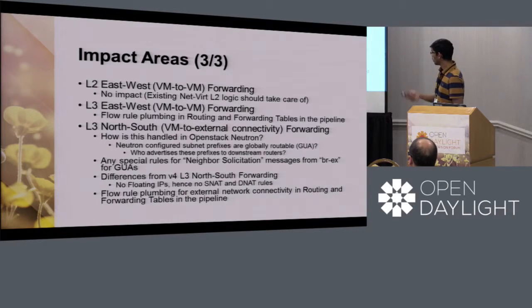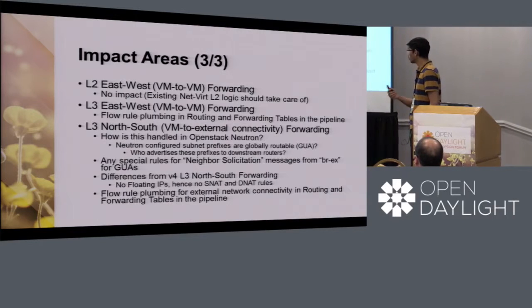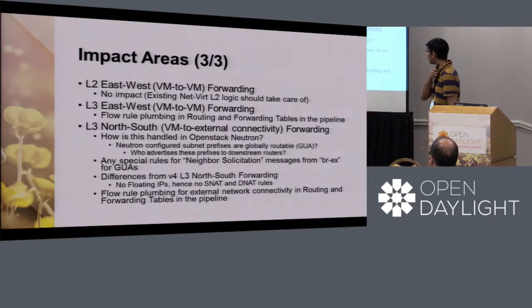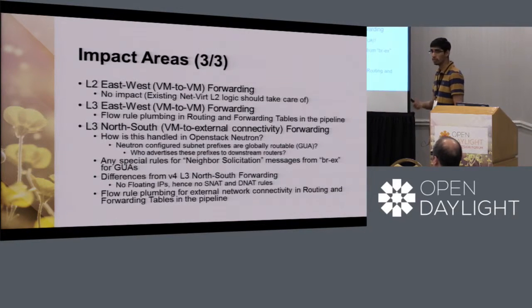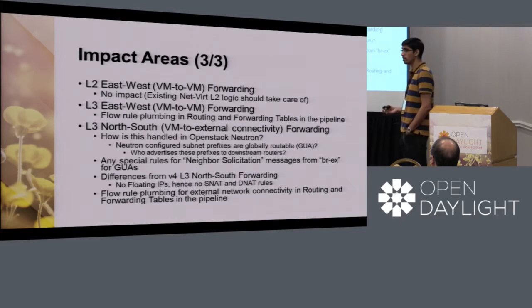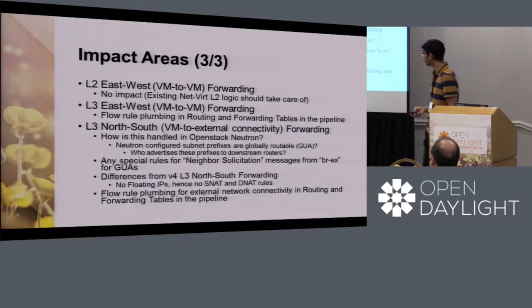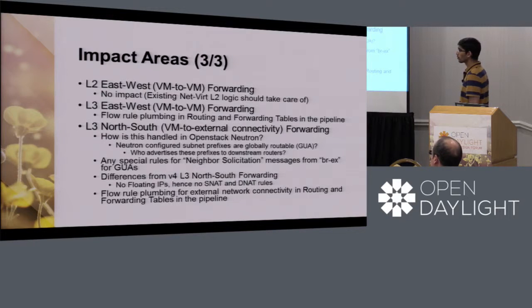Similarly, once these are globally routable addresses, we might need to entertain the neighbor solicitation messages coming from the BRX, from the external network, when anybody asks for address resolution for this. And as you pointed out, there are no floating IPs, so no SNAT and DNAT rules that we will leverage in the V6 routing. That also makes you wonder, what does a VPN mean in that context?